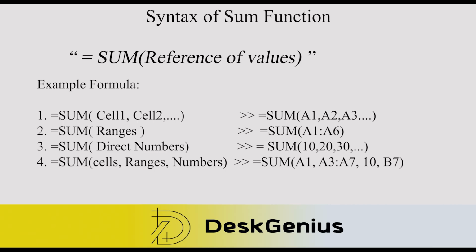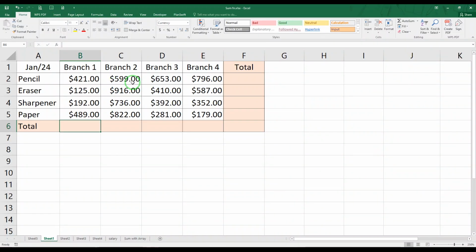Now let's jump to the Excel. Here I made a sample data. It's a demo of monthly sale. For the total sale of branch 1, we need to type equal, then sum, first bracket, and then I just click and drag to select my cell data.